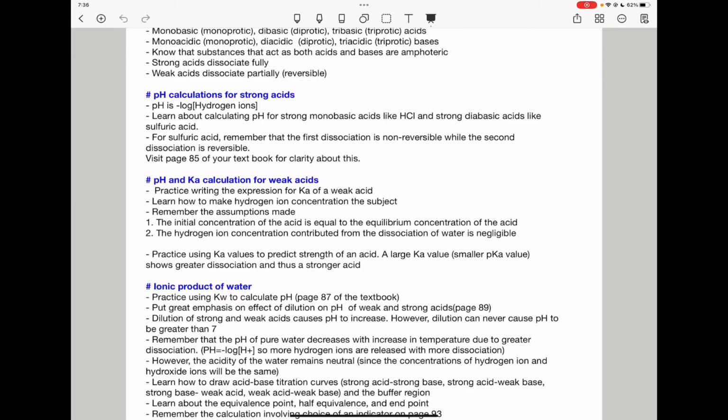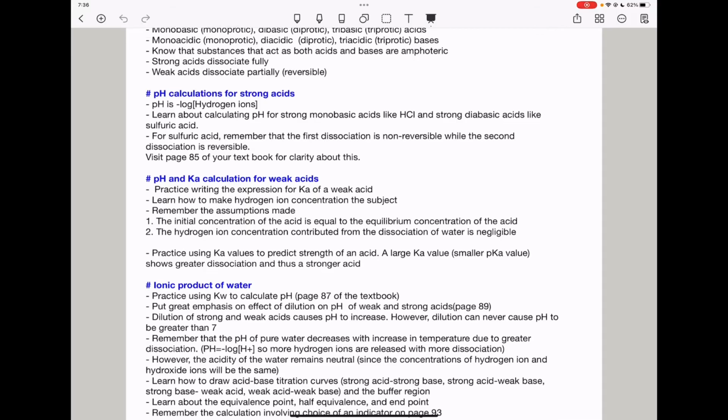And also you need to learn that in this calculation, to make the hydrogen ions the subject, two assumptions are made. The first one is we assume that the initial concentration of the acid is equal to the equilibrium concentration of the acid. That means that the dissociation was so small that the concentration of the acid did not change while equilibrium was reached. Also, you need to know that the hydrogen ion concentration from the dissociation of water is negligible in the calculation.